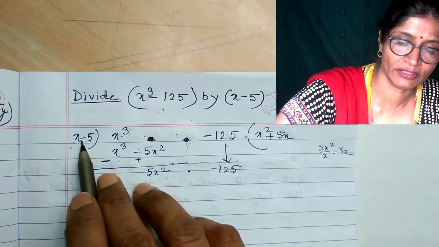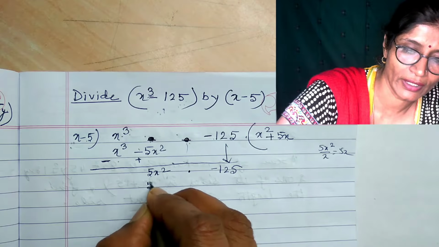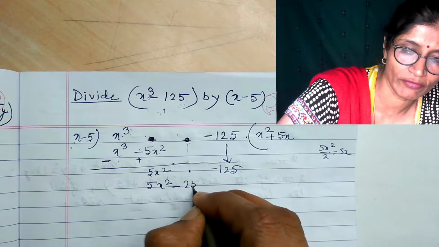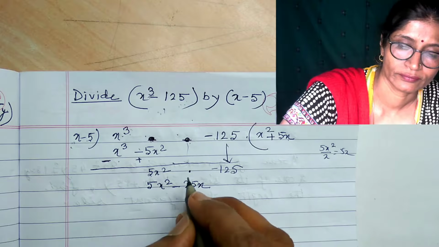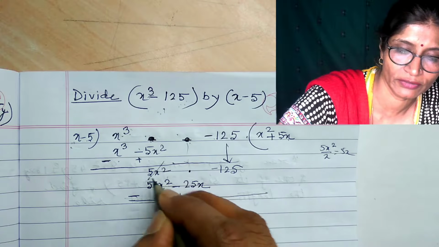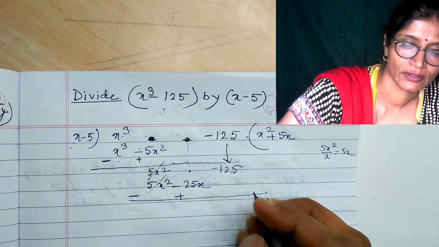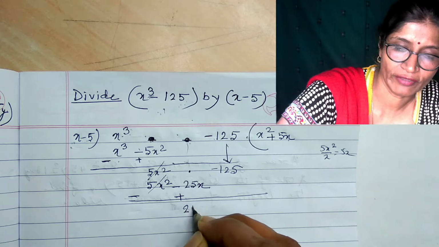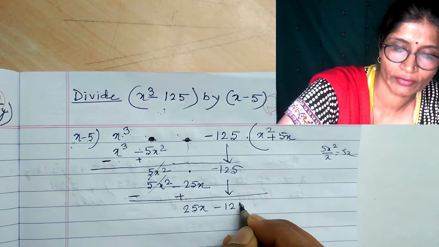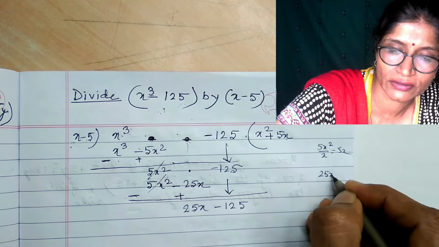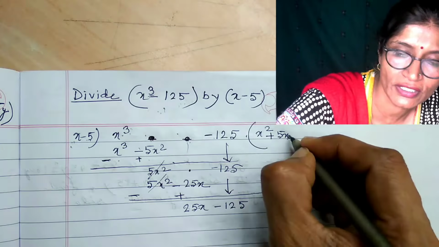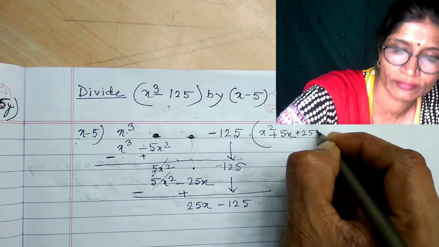Then 5x, multiply this. This is 5x square. Okay. Minus 5 5s are 25. Then change the signs. Minus and this is plus. So this will be cancelled, this and this. This will be 25x. And this one again I have to write minus 125. Now 25x, first term of this divided by first term, so I will get 25. It means here my next term is plus 25.